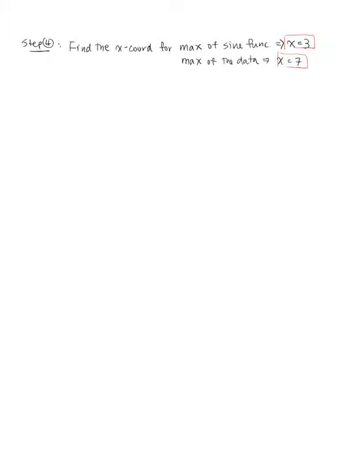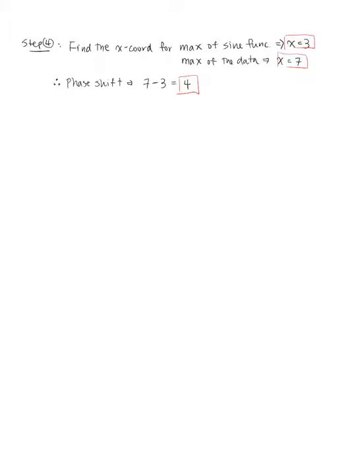So therefore our phase shift is going to be the maximum of the data minus the maximum of the sine function, which is 7 minus 3, so our phase shift is going to be 4. This means that you need to shift the graph that I drew in green, the previous graph, by 4 units to the left.